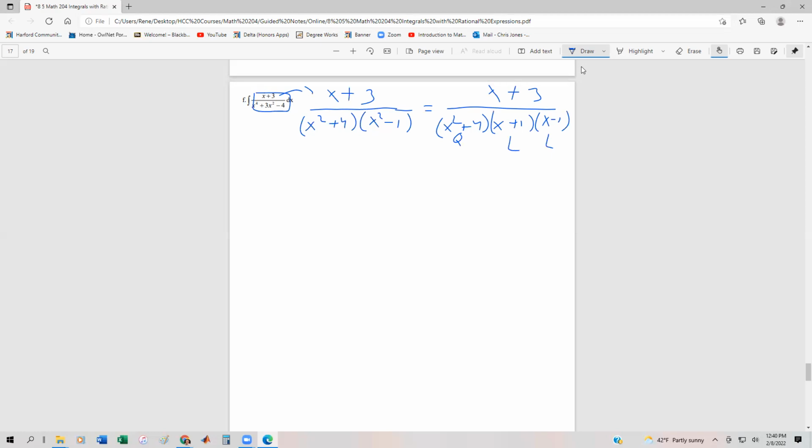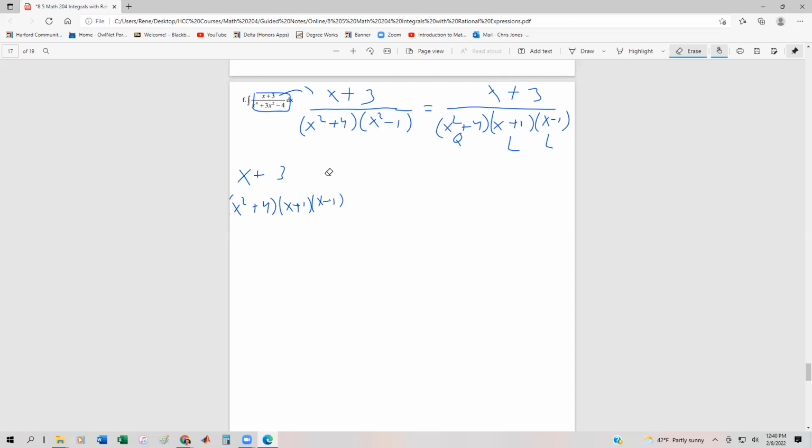So what that means is that we're going to have to decompose this using three partial fractions, two of which are linear, one of which is quadratic. So we're going to have x plus 3 divided by x squared plus 4, and then x plus 1, x minus 1. Just keep in mind that x plus 1 times x minus 1 is the same thing as x squared minus 1, and that might help us a little bit later throughout the problem.